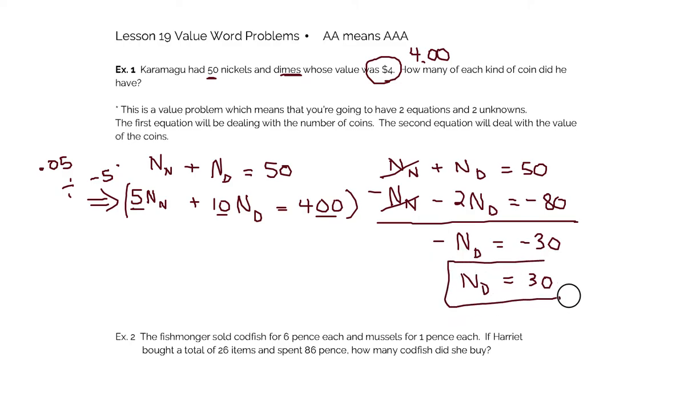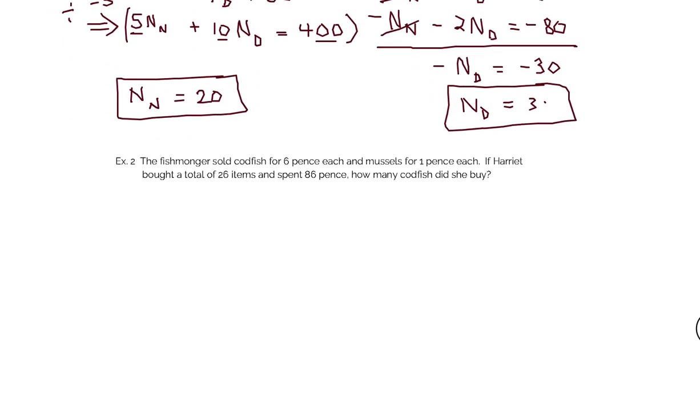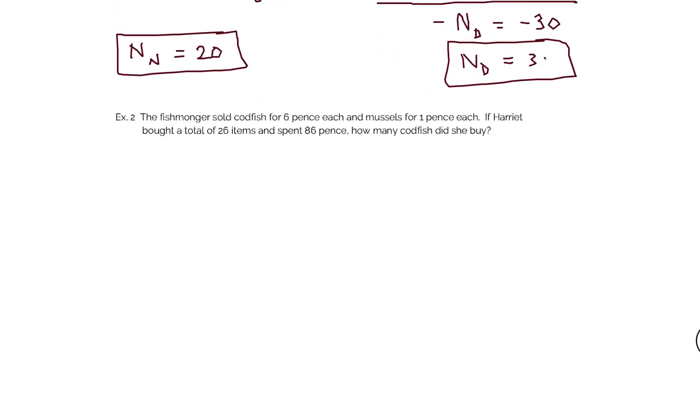And we have to go back up and figure out the number of nickels. We just put it right in. If we have the number of dimes is 30, the number of nickels is going to equal 20. And that is how we do coin problems, or they call them value problems, because they might not just be coins. We're going to find some really creative things in the Saxon books. So here we go. Example 2.